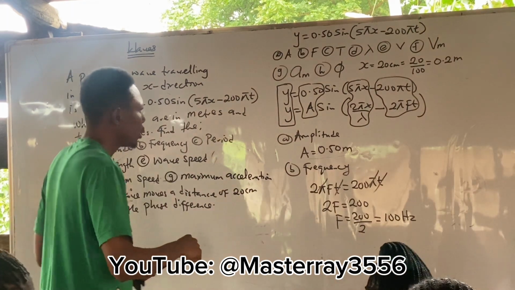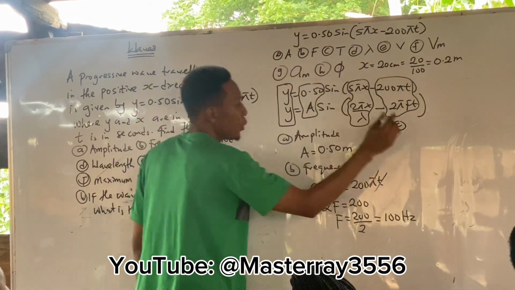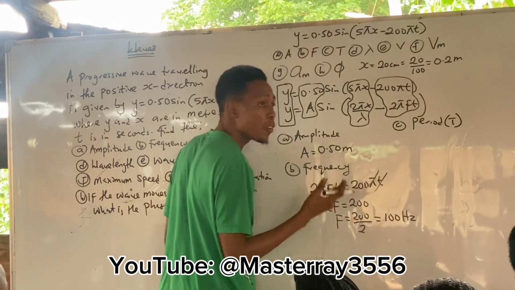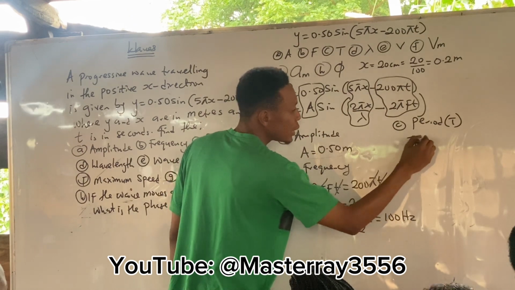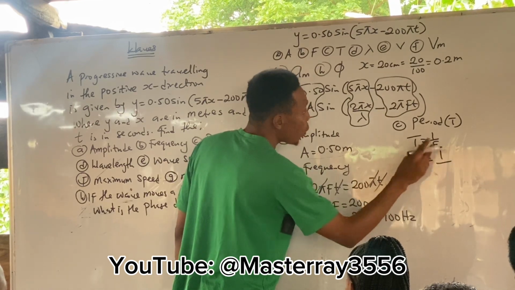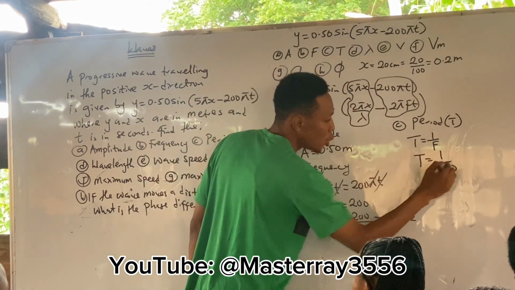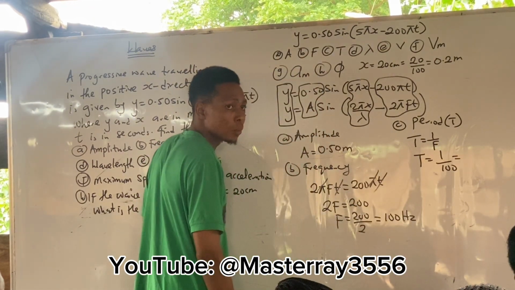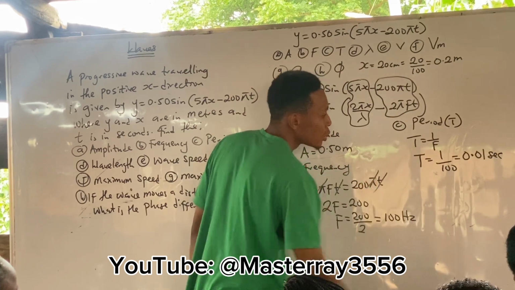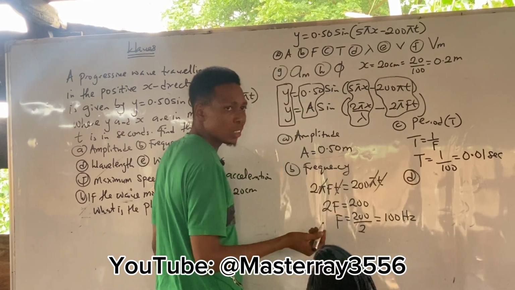Seven. All right. So the next one is C. For the C part, what are we asked to look for? Period. Don't forget, period is the inverse of your frequency, is it not? So our T is equal to 1 over F. From there, our T will be equal to 1 over what's F? 100. So 1 divided by 100 is 0.01 what? Seconds.